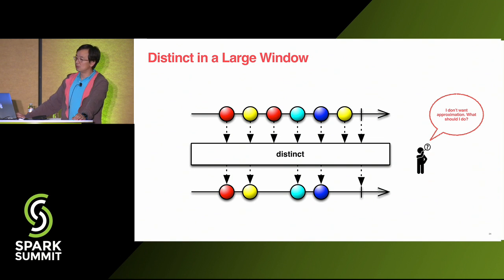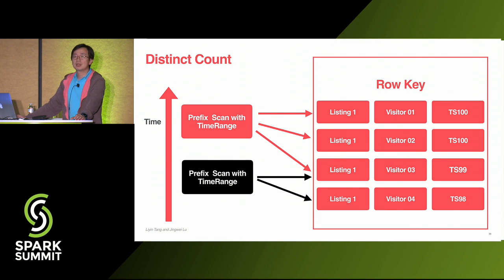The first example I want to give is how to do a distinct count in a large window. Suppose we want to figure out how many unique users have visited a particular Airbnb listing over the last 30 days. To answer that question, you can build a 30-day window and just do a group by and a distinct count. But that normally won't work, for the reason that I gave before. What we do is store the data in HBase using listing ID and visitor ID as the key. By using those two composite keys, we can do the distinct user count for each listing. When we do the query, we just do a prefix scan with a given time range. The time range will be 30 days.